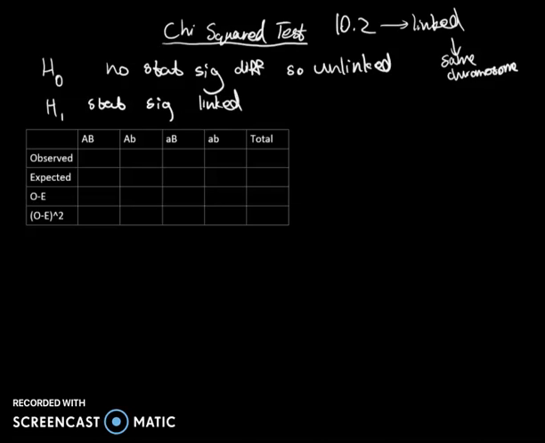Specifically, if we have the alternate hypothesis being accepted, we find that these genes are unlinked. And if we find the alternate hypothesis being accepted, we find that these genes are linked.